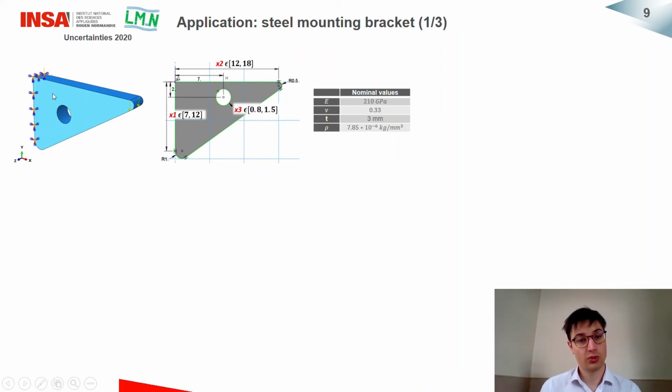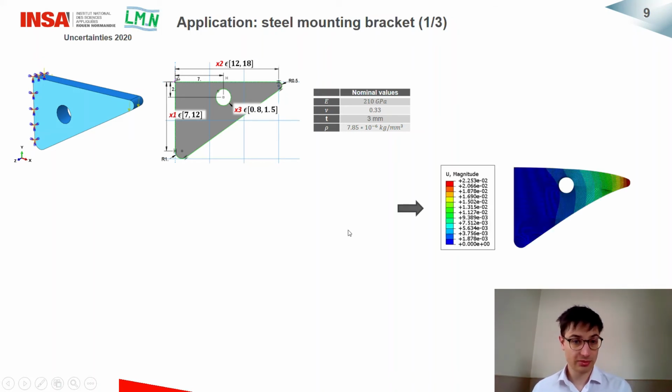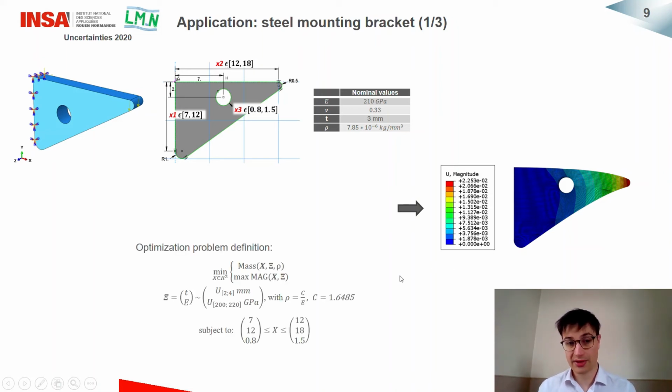Let's now apply our methodology to a mechanical problem, which is here a steel mounting bracket with a hole fixed on one side and with linearly distributed force on the other extremity. By solving this mechanical problem in a static solver, we obtain some displacement field. And our optimization problem is the next one. We want to minimize the mass in order to decrease costs, and we want to minimize the maximum displacement magnitude. We have three geometric parameters that we control, and our random variables are the plate thickness and the Young modulus.